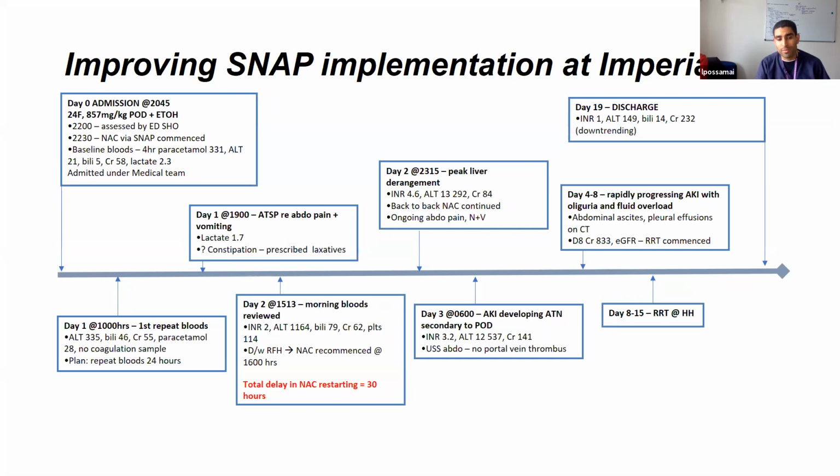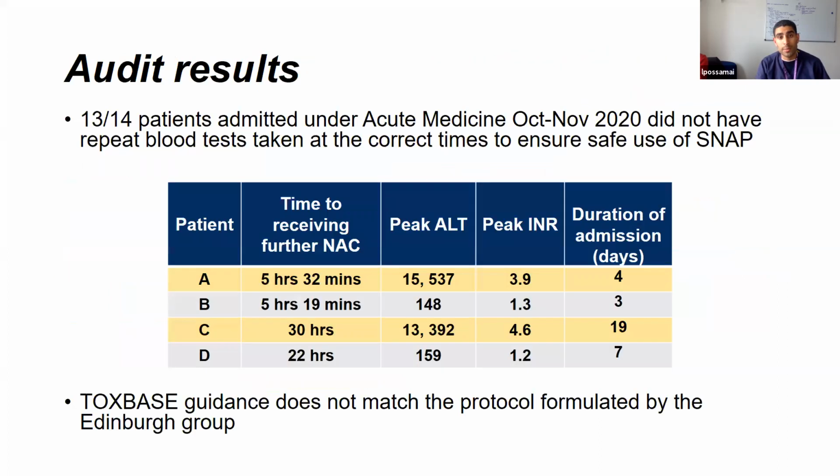And one of the main reflections that we took from the case was a lack of familiarity with SNAP amongst our medical teams and an unawareness of the blood test monitoring required to make sure that she actually got a vital treatment early on. And following on from that index case, we did an audit of practice looking at all the patients, both at Mary's and at Charing Cross, who got NAC via SNAP between October and November last year.